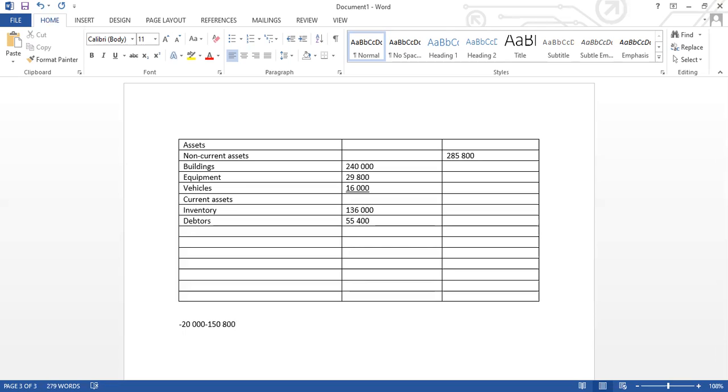And then we also received cash. We received cash of how much? 64,000. We received, so plus, because we are receiving. So how much will we get? Let's see if it's going to be a negative or a positive. So negative 20,000 minus 150,800 plus 64,000 will give us how much?